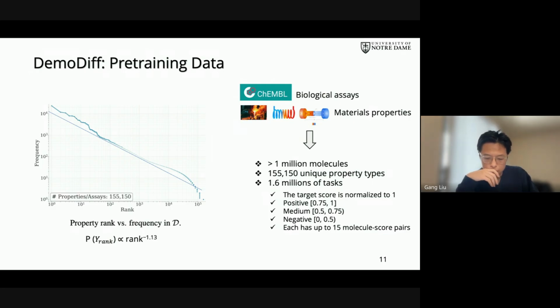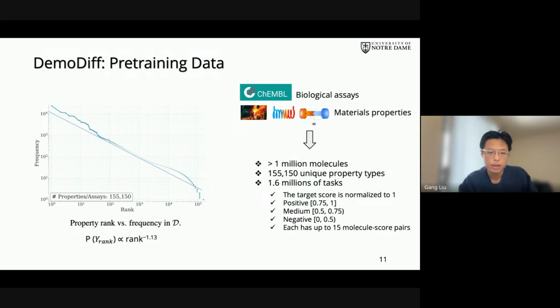To formulate a task, we use one label as the anchor and compute the similarity between it and other labeled molecules. These similarity scores are calculated based on the property values. So we set the anchor molecule as the target. It has the target score 1. We keep the similarity between the molecule and the target. We group molecules based on the similarity scores into three categories: positive molecules, medium molecules, and negative molecules. Then we sample up to 15 molecules in each category.